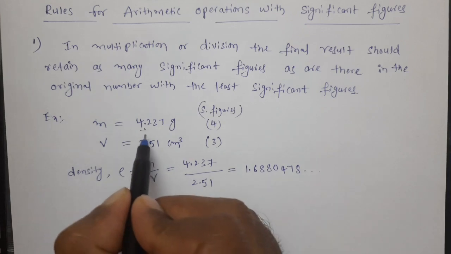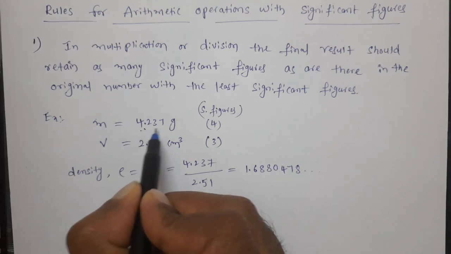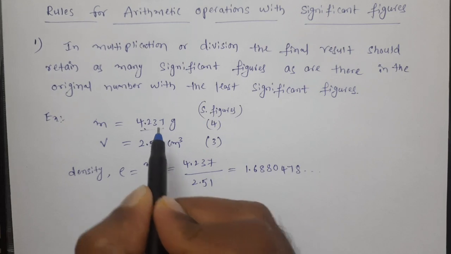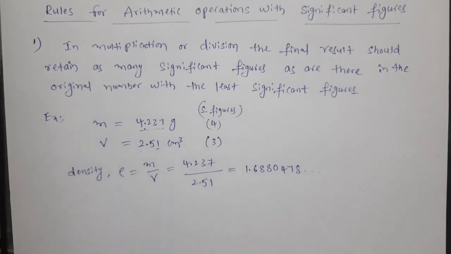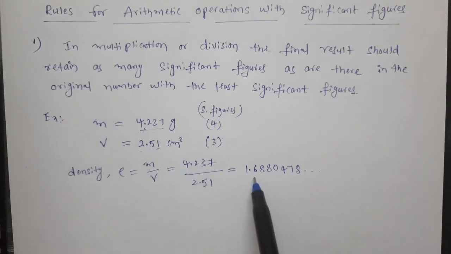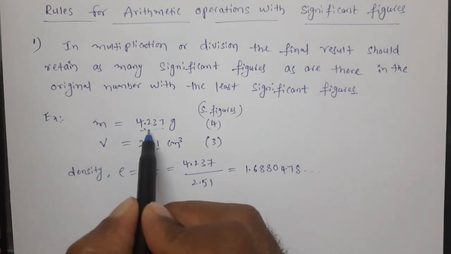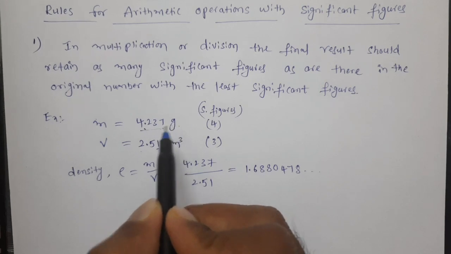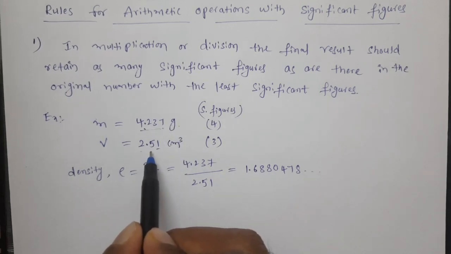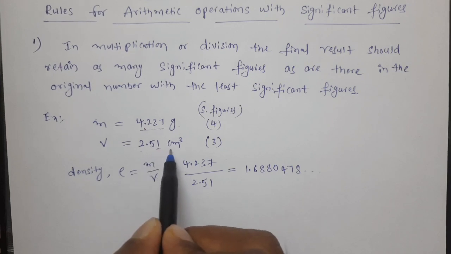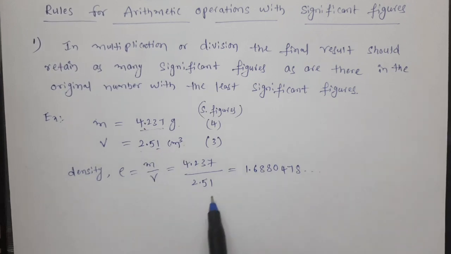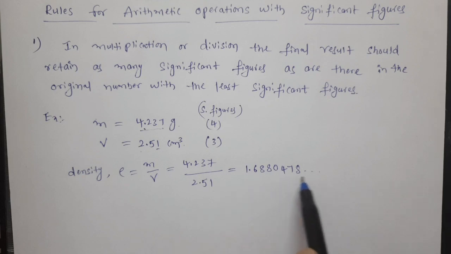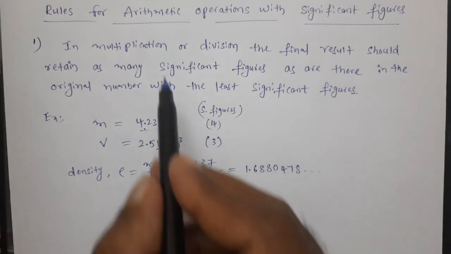But see, guys, up to the fourth digit only we know here, and here up to the third digit only. This measurement is precise to 0.001 grams only, and this measurement is accurate to 0.01 centimeter cube only. But when you take mass by volume with the calculator, we get a long number like this. Is it correct to represent it like this? No. That is the reason we are making the rule.